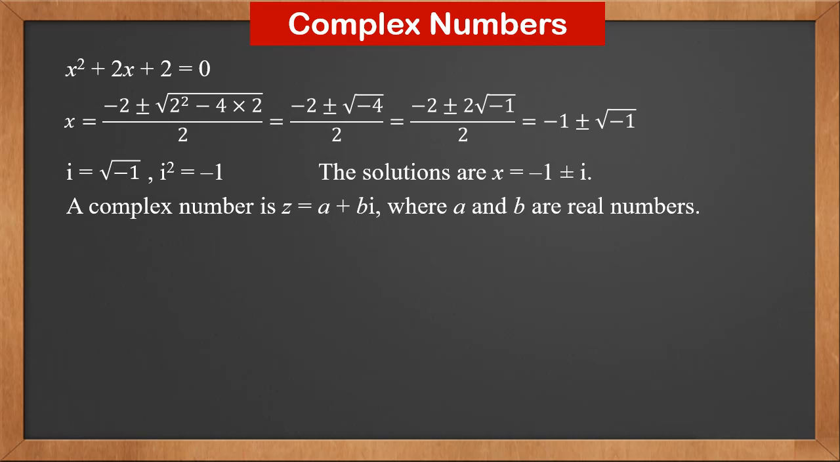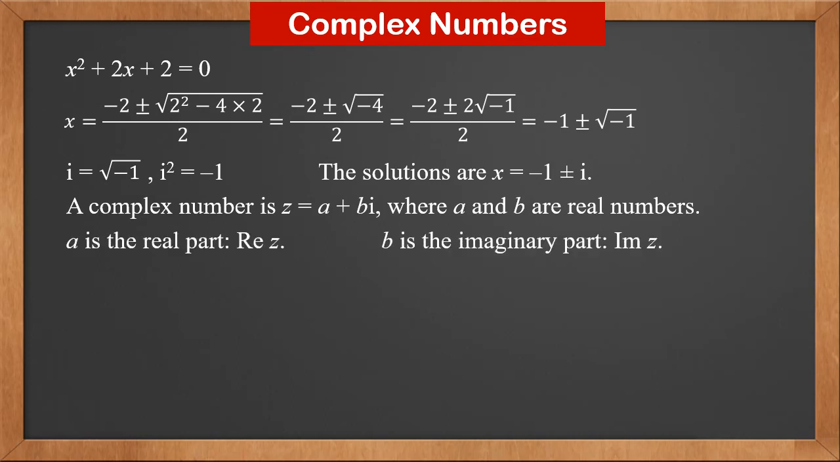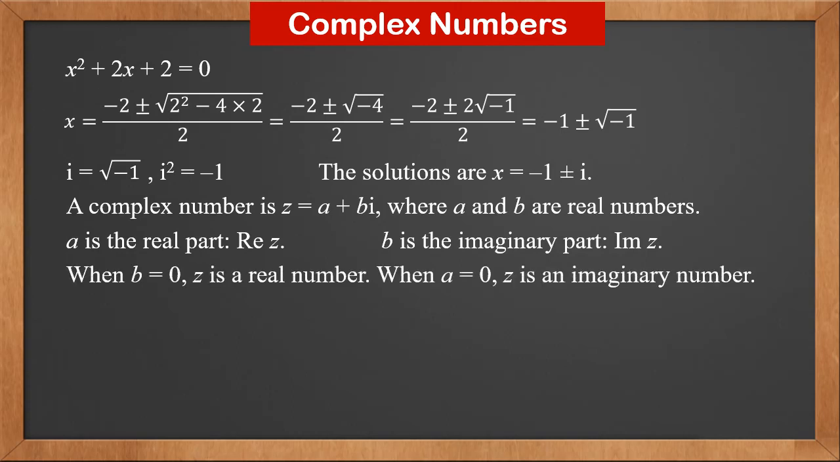A complex number z is a plus bi, where a and b are real numbers. a is the real part, and is written as Re z. b is the imaginary part, and is written as Im z. When b is 0, z is a real number. When a is 0, z is an imaginary number.